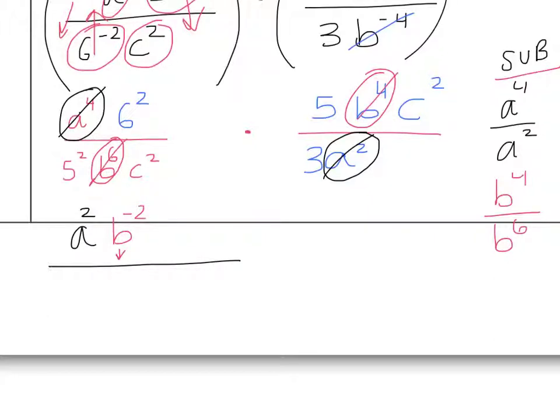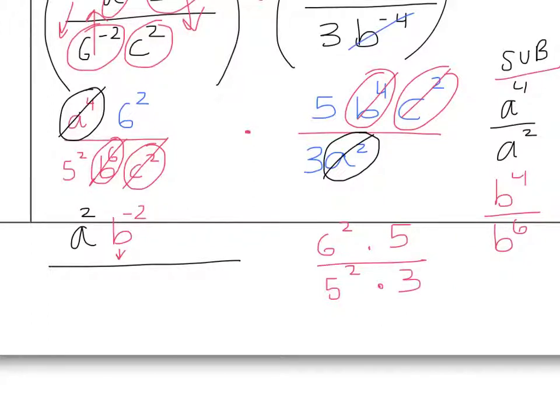Now let's move on to the c. This is c squared, and this is c squared, so basically they cancel each other. Nothing's going to be left. Now what I'm going to be left with is all the numbers. So it's 6 squared times 5 over 5 squared times 3. You can also write it on the side. It might be easier for you to solve. So 6 squared, I copied it, 5. Both are on top, so that's why you put them on top. And 5 squared and 3 are on bottom, so you put them on bottom. Maybe it's easier for you to solve this way.